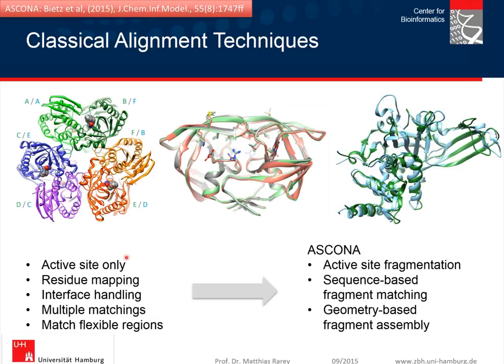So we need an active site alignment only. We don't want to align the whole structure. We need a residue mapping at the end because we want to find out which amino acid changed the position. And we need this also for calculating things like RMSD or properties or descriptors. We have to handle the interfaces between protein chains because binding sites are often at these interfaces.